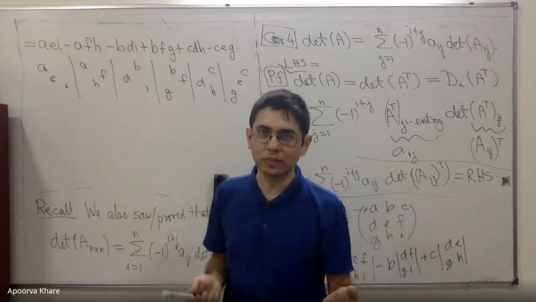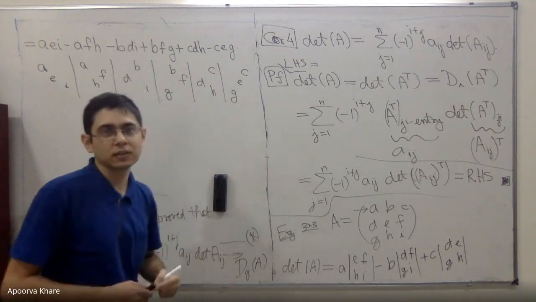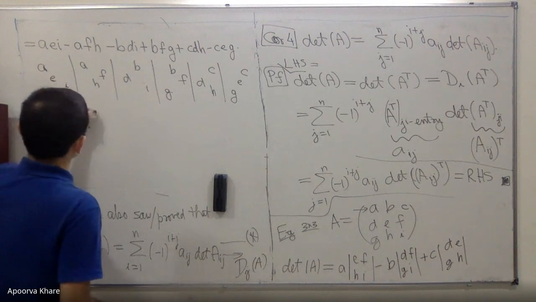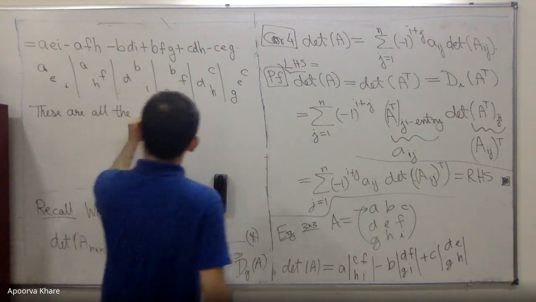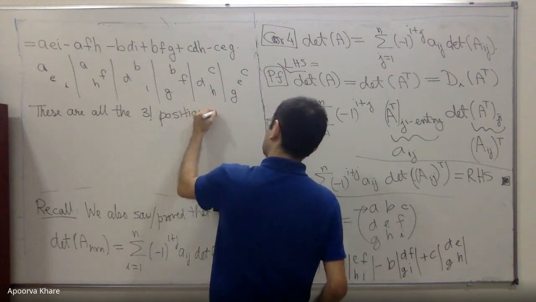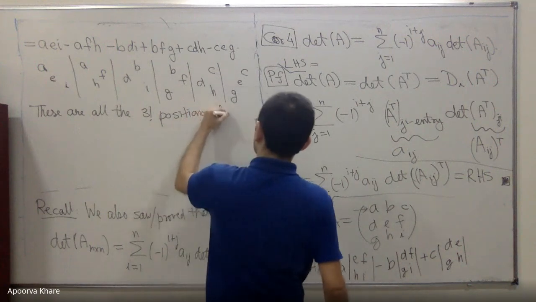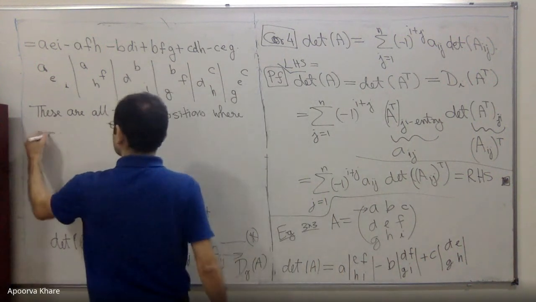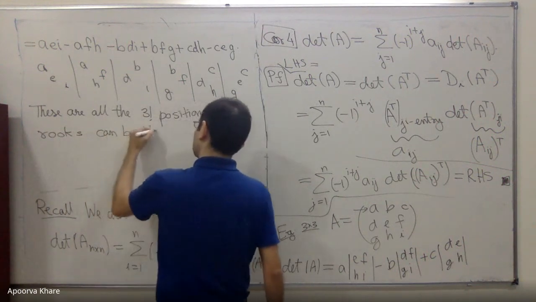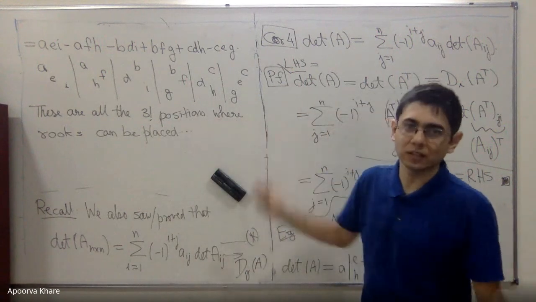There are n factorial of them. For n equals 3, you have 3 factorial, and these are exactly the 3 factorial positions where rooks can be placed, such that no 2 rooks kill each other. I will not write more than that.